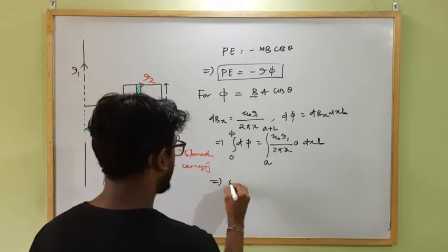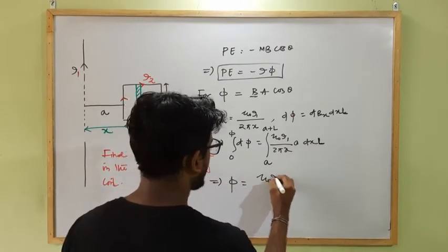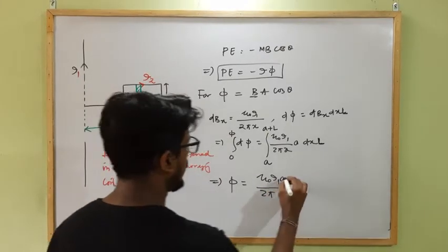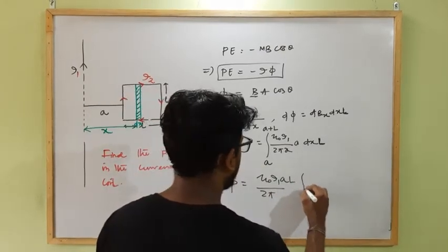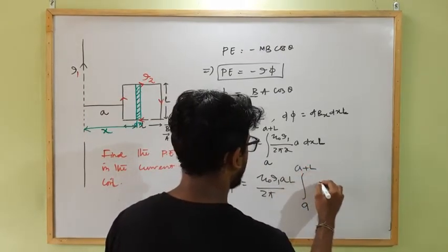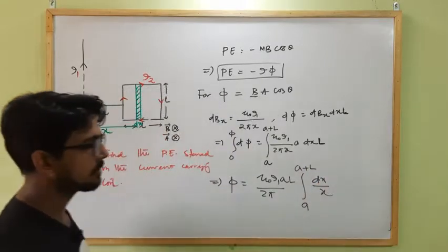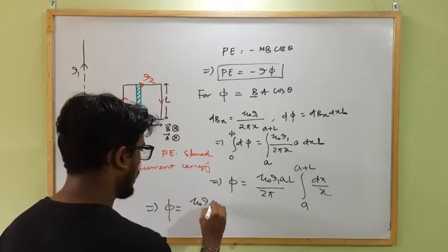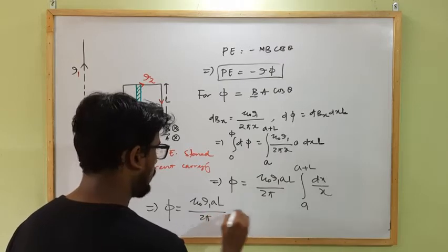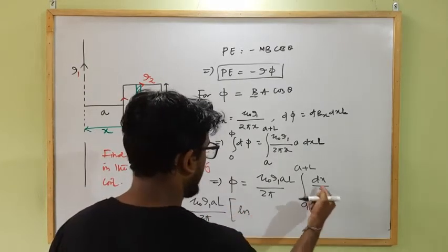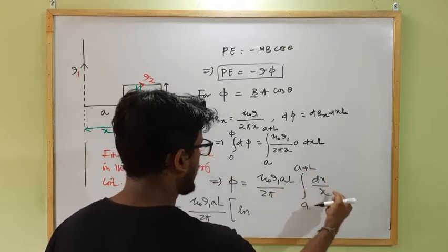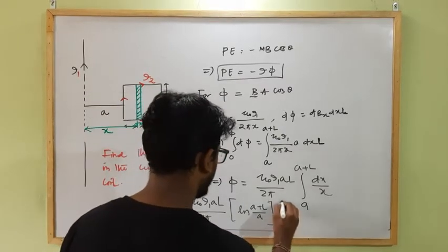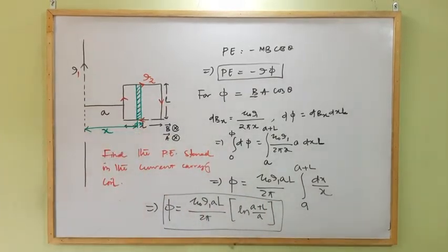Clear? So this implies phi equal to mu naught I1 divided by 2 pi, taking a out of the integration and L out of the integration, it will be the integral from a to a plus L of dx by x. So the flux linked phi will be how much? Mu naught I1 a L divided by 2 pi into ln x from a to a plus L, that is ln (a plus L) minus ln a, so ln of (a plus L) by a. This will be the flux linked with this current carrying loop.